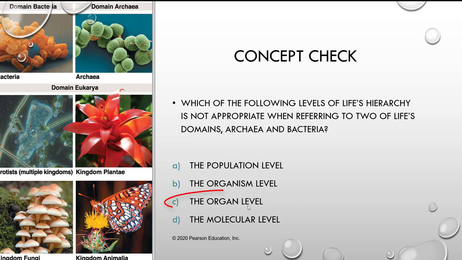If you chose the organ level, I would agree with you, because archaeans and bacteria, they don't have organs because they're single cells, right? So we can talk about them at the organism level or the molecular level, what makes them, DNA and stuff inside, or the population level, like a colony of bacteria. But we cannot talk about them at the organ level because they don't have organs, okay? They're single cells. So C is the correct answer.